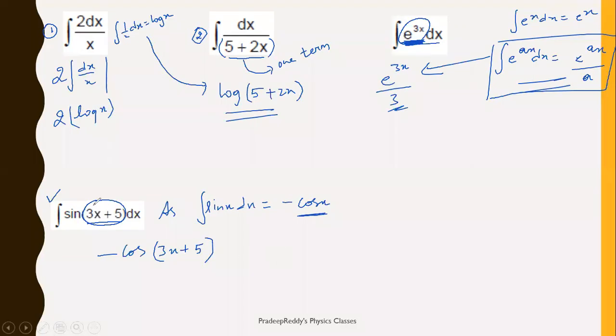And what about the left term here? This is 3x plus 5, out of which 3x is the variable. So divide it with 3. This is the final expression for the integration. So these things you should remember.